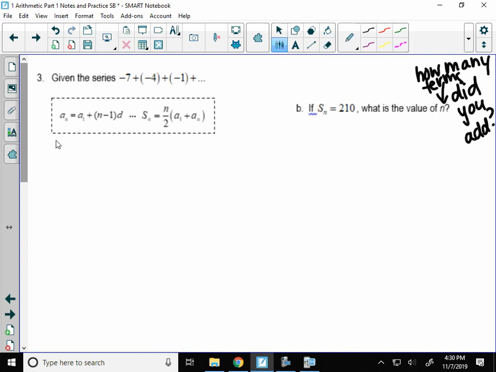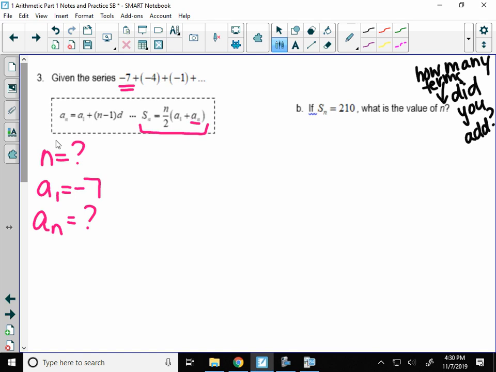Okay, let's look at our S sub n formula. So my S sub n formula, I don't know what the n is. That's my first question. So do I know n? No, that's what I'm looking for. Do I know a sub 1? Well, actually I do. That's the first term here, -7. Do I know a sub n, the nth term? No, because I don't know what the n is. So I don't know the nth term.